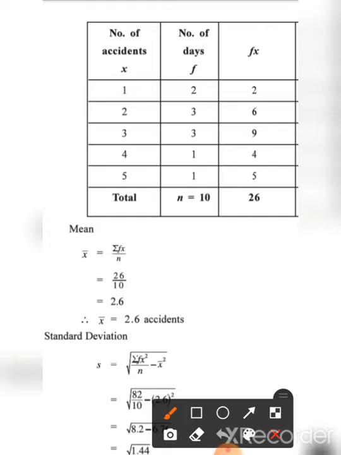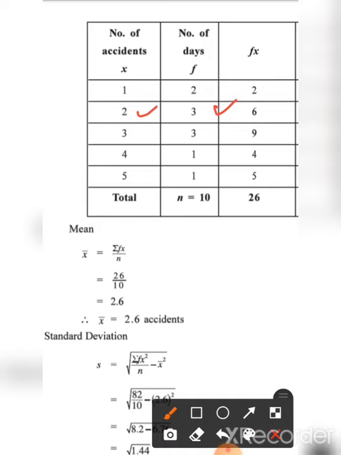For 1.4 accidents, 1.4 means what? It has crossed 1, right? So we are not going to take the frequency of 1. Okay, we will look forward to the frequency of 2. The frequency of 2 is 3. Okay. Now what is the second limit?